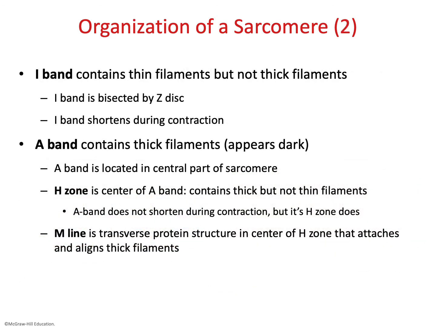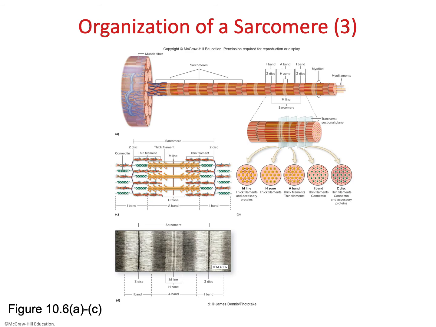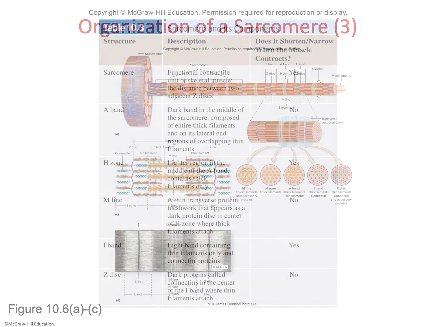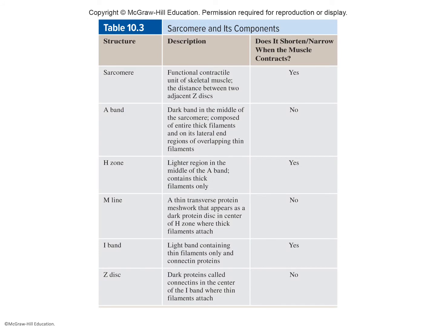This slide describes the different bands of that sarcomere. The I band contains your thin filaments, but not your thick. Your A band contains only thick filaments, and the M line goes right down the middle. Here's what a sarcomere looks like and how it's arranged, and the description of all those bands, but I just want you to know that the sarcomere spans from one Z disc to the next Z disc.